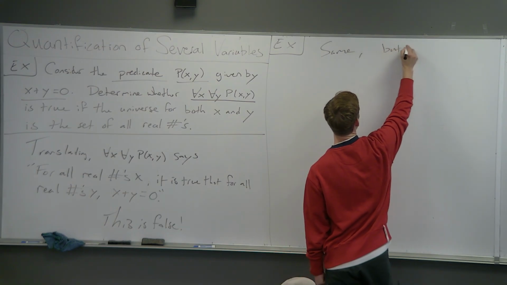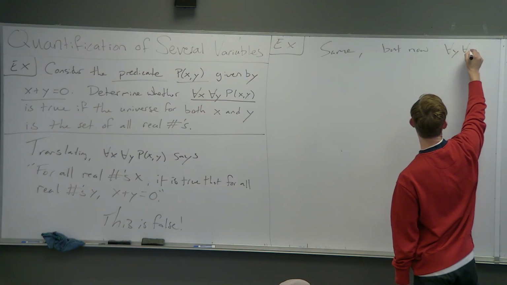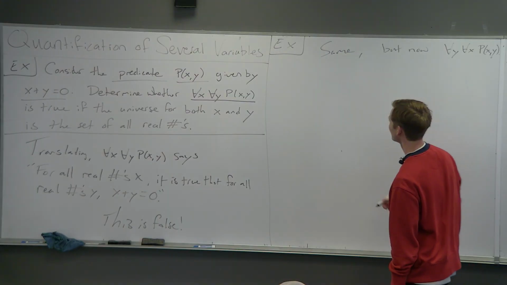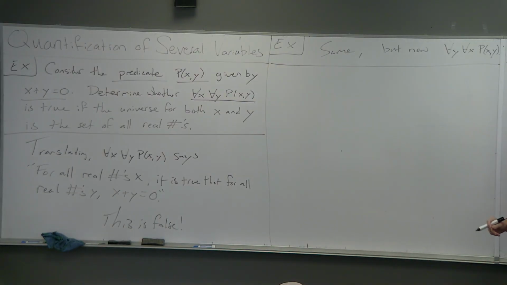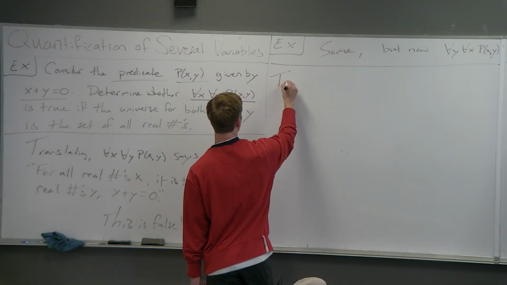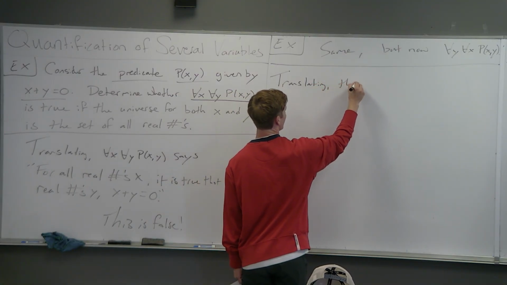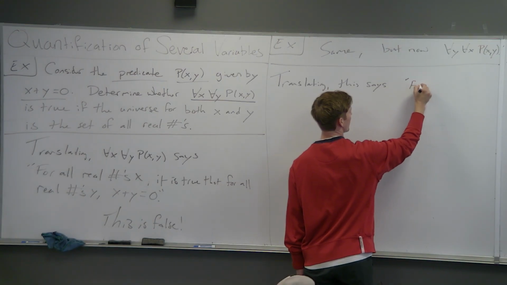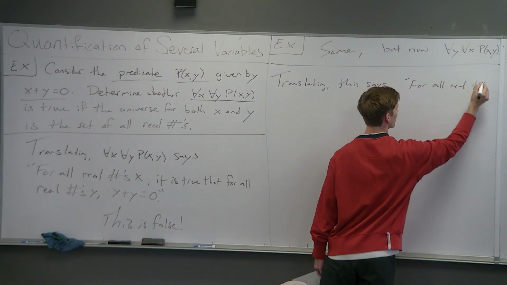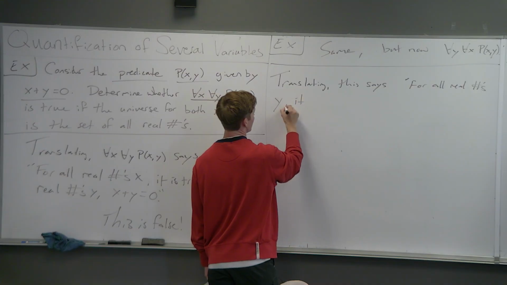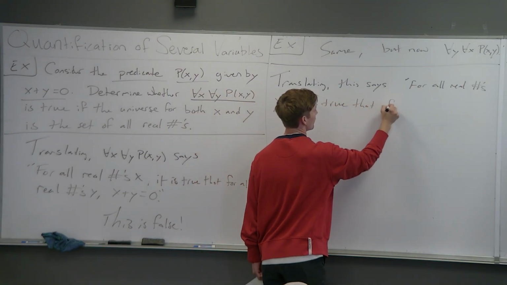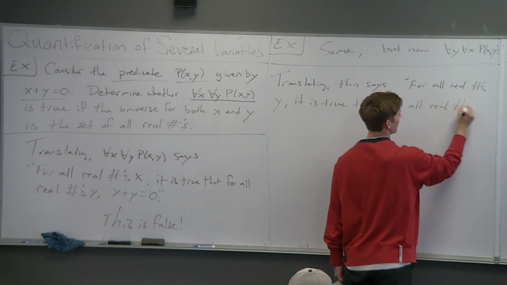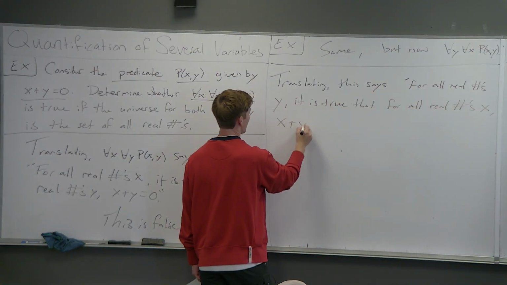Another example, same, but now for all y, for all x, p of x, y. What does that say? Notice I'm switching the order of the quantifiers here from for all x, for all y, p of x, y, to for all y, for all x, p of x, y. What does this say in plain words? So translating, this says, for all real numbers y, it is true that for all real numbers x, x plus y is equal to 0.